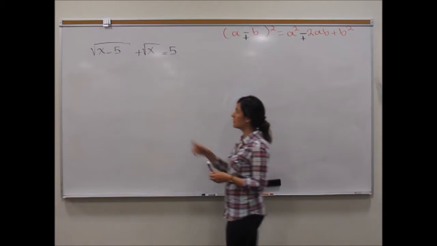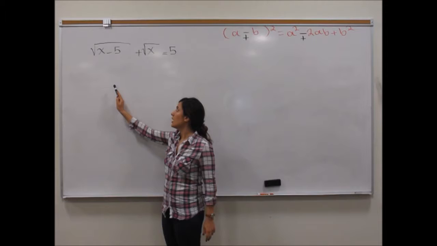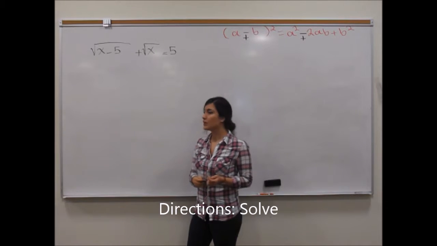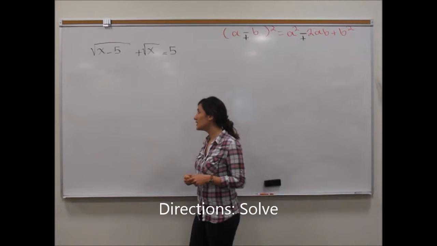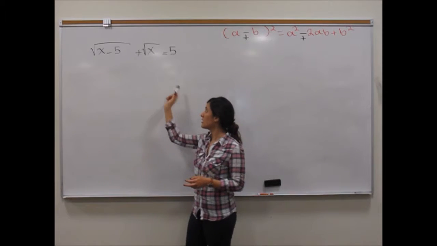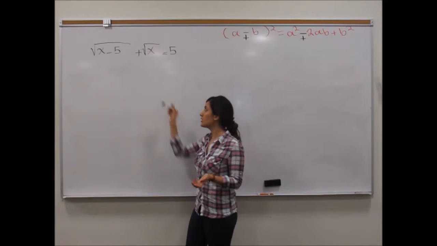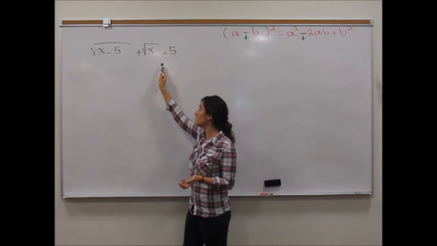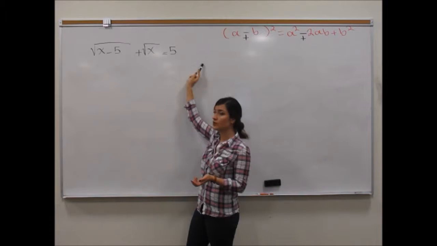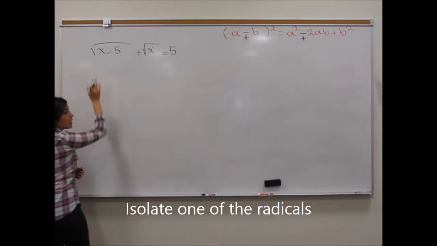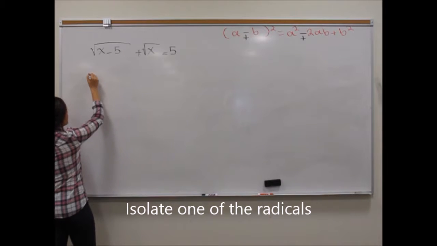So let's look at this example. I have rad x minus 5 plus rad x equal 5. It doesn't really matter if you square it right now or you move this to the other side and then square it. I just find it easier to move this rad x to the other side and then square it. So I'm going to isolate the more complex radical.